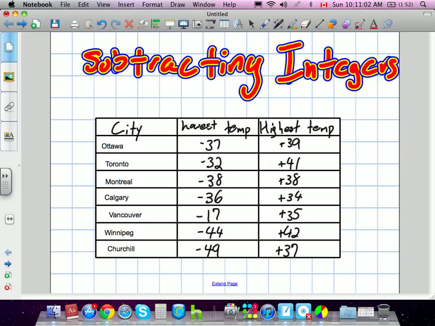So what was the lowest possible temperature? Negative 49. So we know we have to go down to negative 49, maybe even negative 50 to make it an even number. What was the highest recorded temperature? In Winnipeg, positive 42. So we need to go up to at least positive 42, maybe even positive 50. Since we're going to make it a range, we'll go down to negative 50 on this number line because we're going to do even numbers, and we'll go up to positive 50. So that's a big, big range.